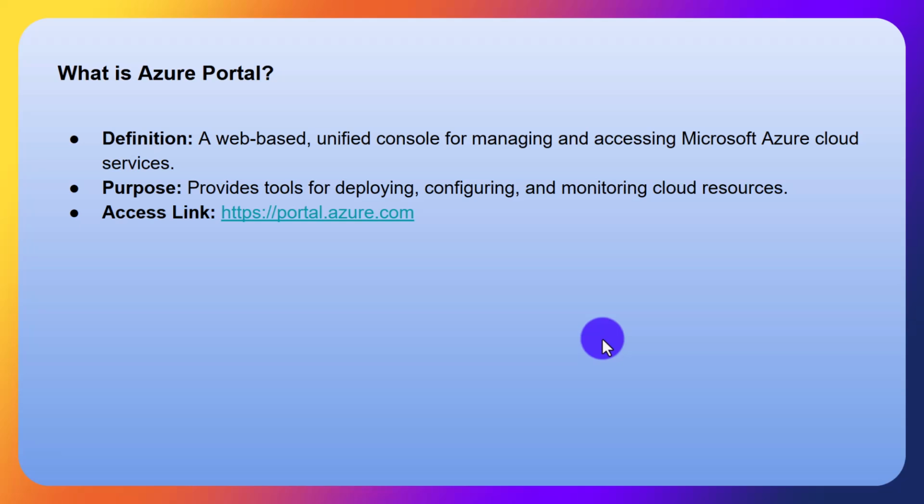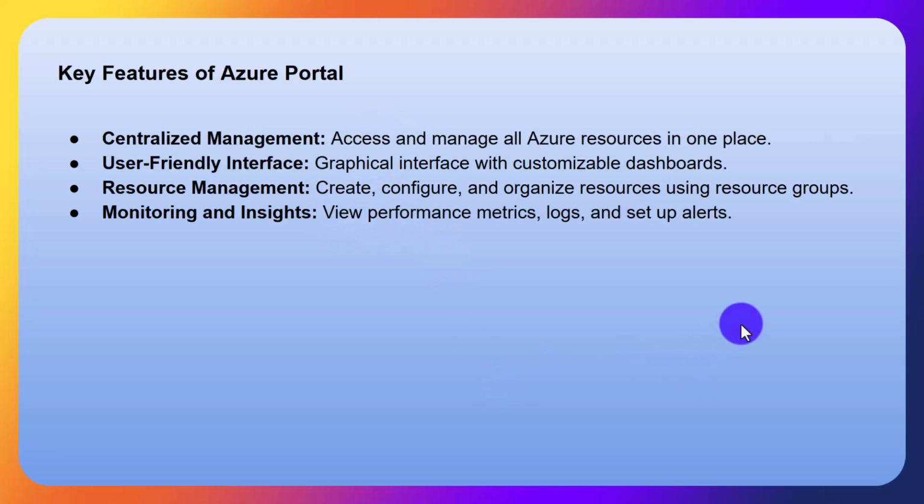So how can you locate this Azure portal? All you need to do is just go to your URL page or address bar and type portal.azure.com. Then it takes you straight to the Azure portal environment.